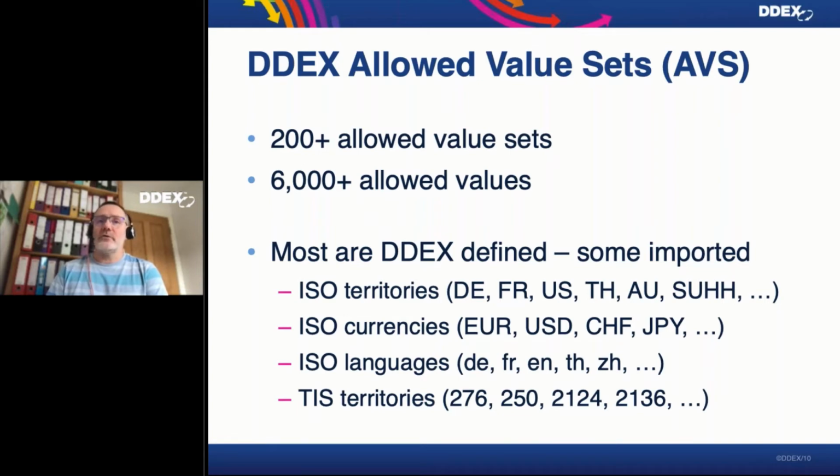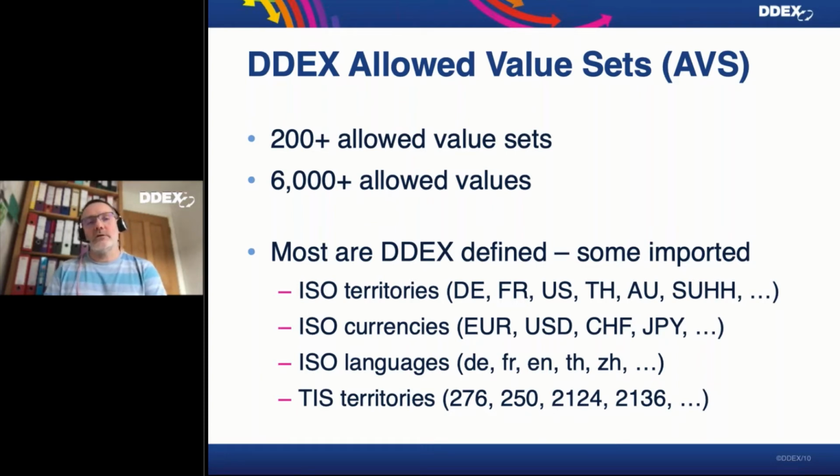ISO has done that for territories, and I've listed some here: Germany, France, US, Thailand, Australia, but also territories that do not exist anymore, like in this case, the former Soviet Union, SUHH. We use the 2, 3, and 4 letter codes for those territories. Actually, just 2 and 4. Currencies: Euro, US dollars, Swiss franc, and Japanese yen, for examples of ISO currencies that we use, similar to the ISO languages.